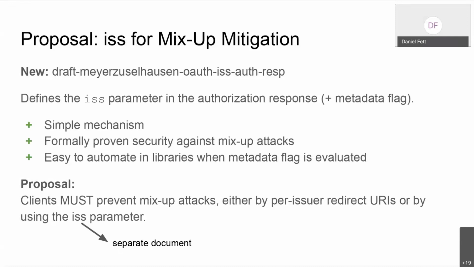And the whole thing also works if you don't have metadata, but then you essentially need a deployment-specific way to say what is the issuer in that case, which can be as easy as a fixed string that you know that Facebook always sends this string and Google always sends this string.